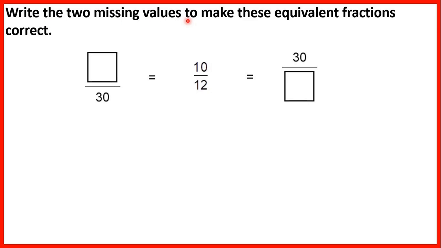Write the two missing values to make these equivalent fractions correct. We have something equals 10/12 equals something. So this fraction here has a numerator of 30, and 10 times 3 is 30. So if we do the same to the denominator, 12 times 3 is 36. So that's our denominator. But now we have a fraction with a denominator of 30.